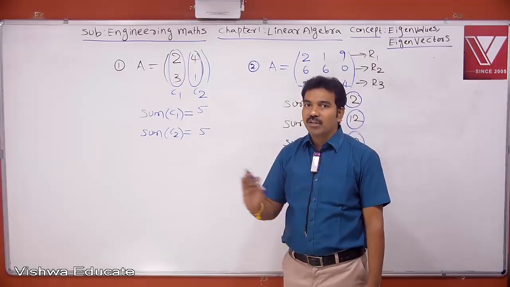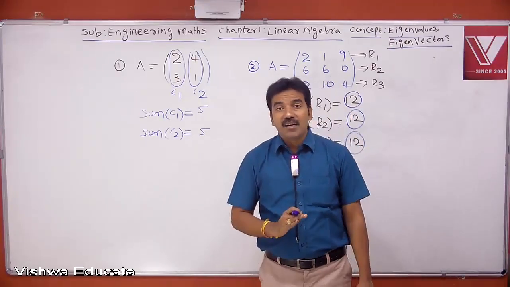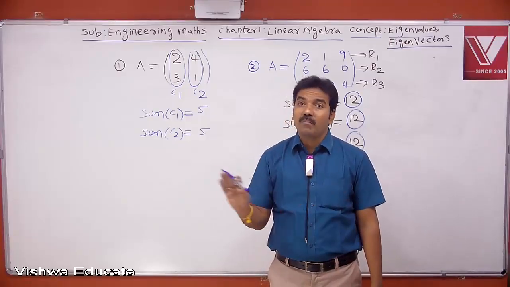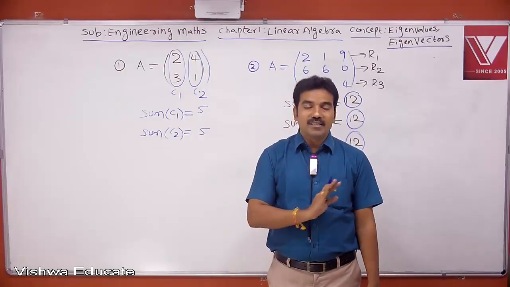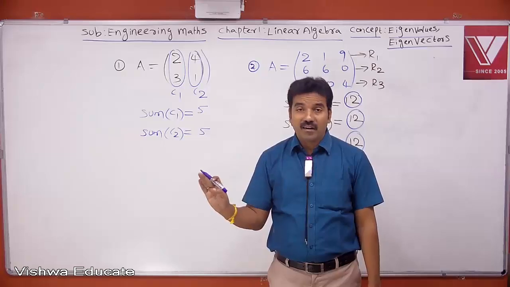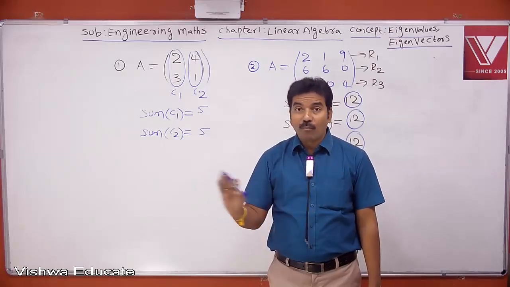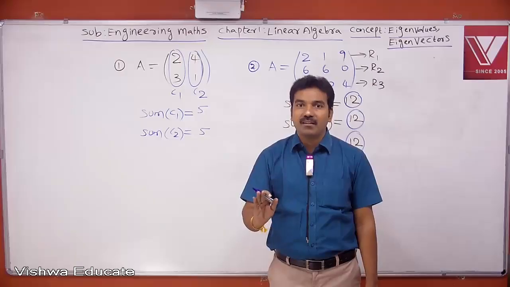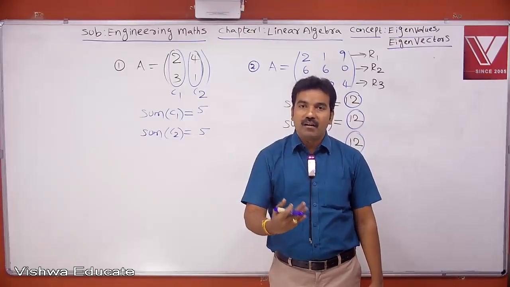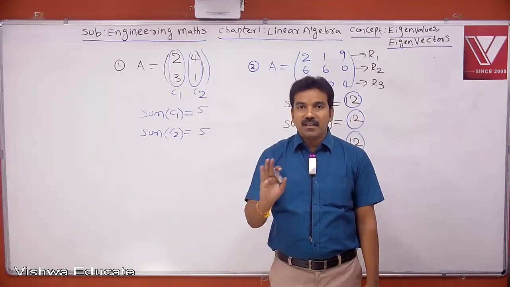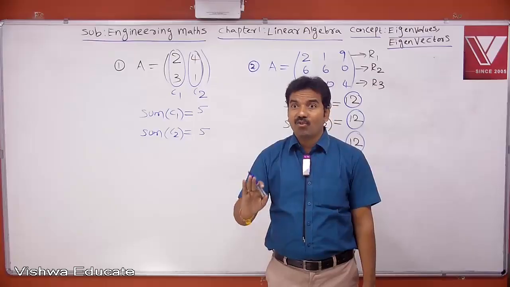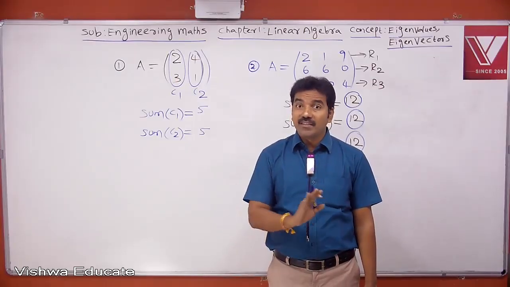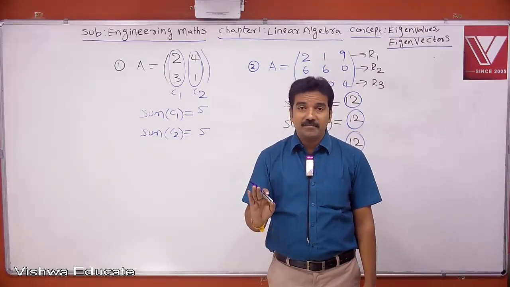Very, very important shortcut. In fact, it is valid for any n cross n real matrix. Whenever we discuss a matrix, by default it is a real matrix. Don't worry about complex entries. Even if we do not specify, if something is a matrix, by default it is real. Wherever it is required, definitely we specify that.